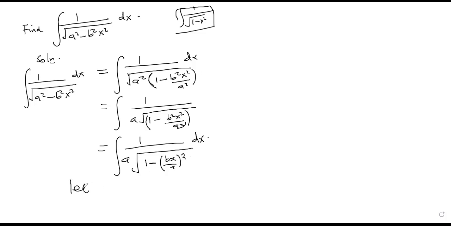So we shall say let bx over a be equal to sine theta. Here you can even get what theta is equal to. So theta is the sine inverse of bx over a. So if theta is equal to sine inverse of bx over a, now you can differentiate both sides. When you differentiate both sides, here a is a constant of x, so when you differentiate bx over a, you remain with b over a dx.